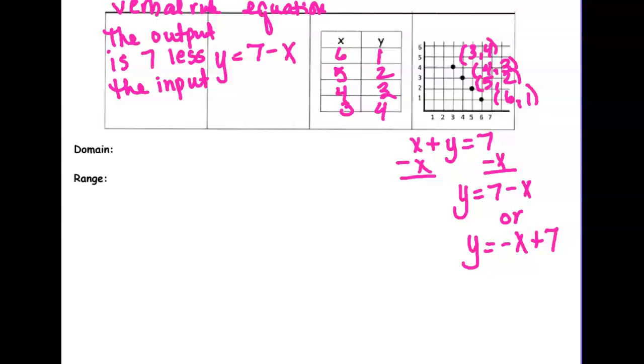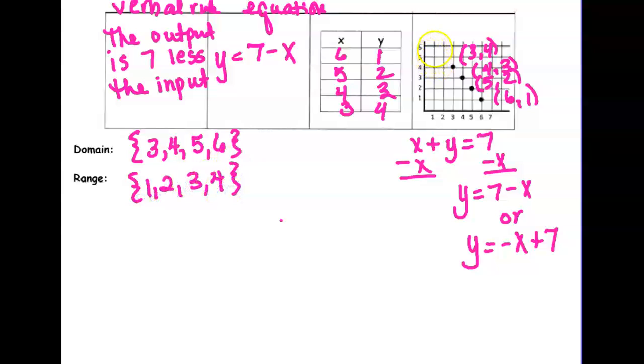So from here, again, my domain would be my x values, and I'm going to put them in ascending order, so I'm going to list them as 3, 4, 5, and 6. And my range would be 1, 2, 3, and 4. Again, if I connected these points and made a line, which we will do in the next unit, I would change the domain to be anything because I have an infinite number of points on that line. So it would be all real numbers, and the range would also be all real numbers.